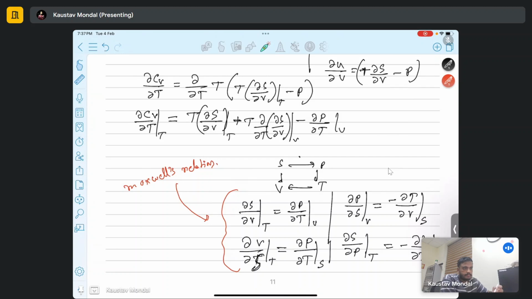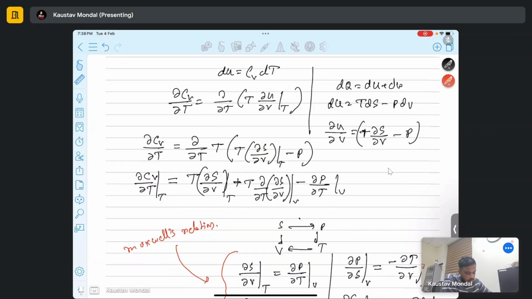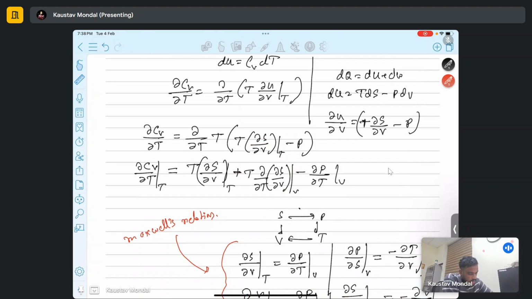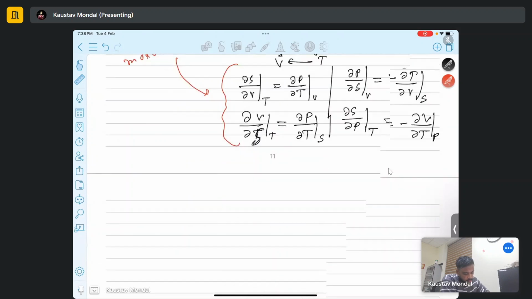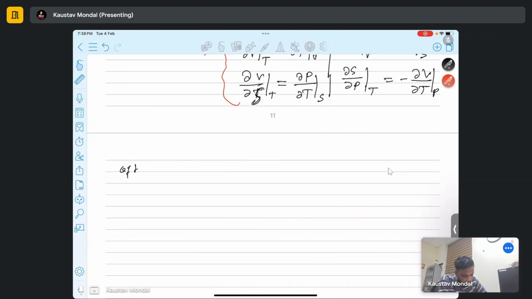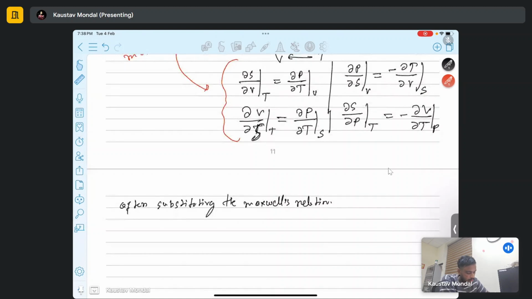So there is a T term also here, right? T term. Okay, so now after substituting the Maxwell's relation, this particular relation we will be using. So let me just write this. Del S del V at constant T will be del P del T at constant V.